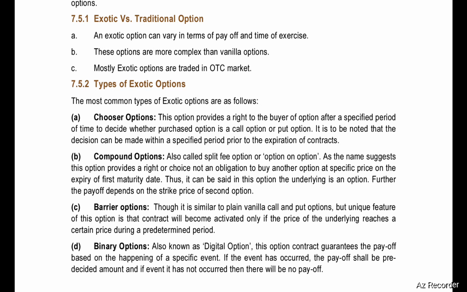An exotic option can vary in terms of payoff and time of exercise. These options are more complex than vanilla options. Mostly, exotic options are traded in over-the-counter market. Types of exotic options. The most common types of exotic options are as follows.